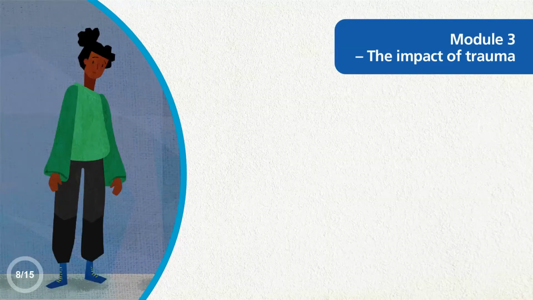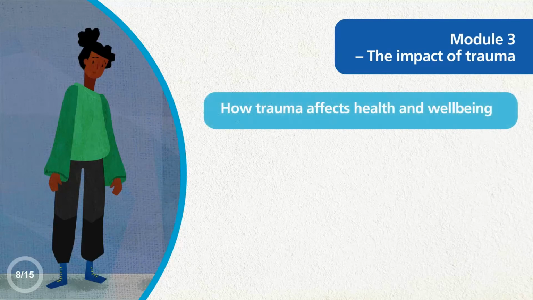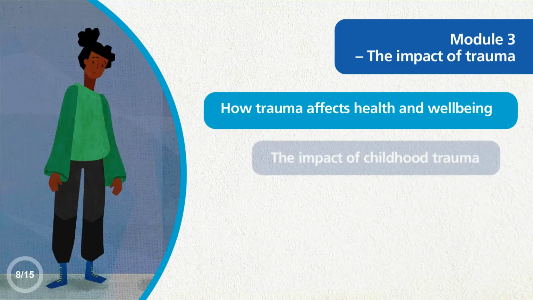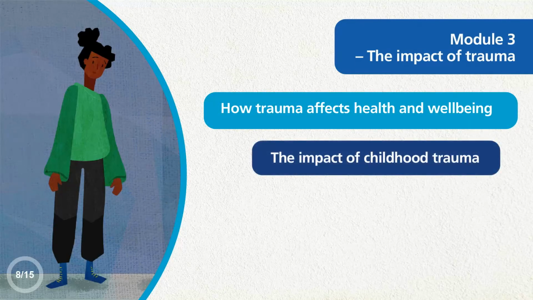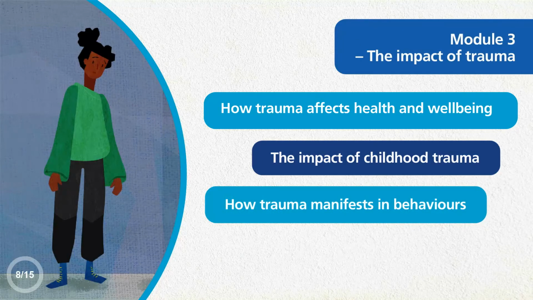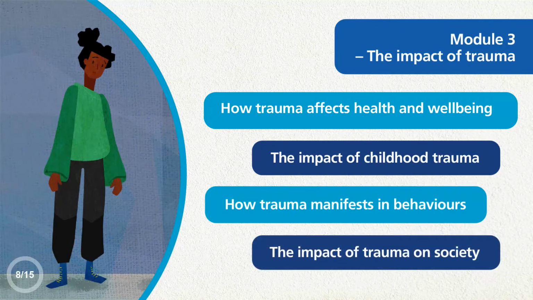In Module 3, The Impact of Trauma, we'll consider how trauma affects an individual's health and well-being. We'll explore how childhood trauma can impair our social and emotional development. We'll consider how our response to trauma manifests in our behaviours. And we'll explore the wider impact of trauma on society as a whole.